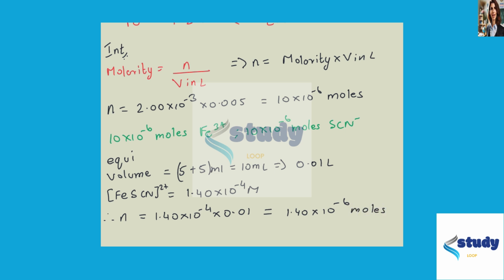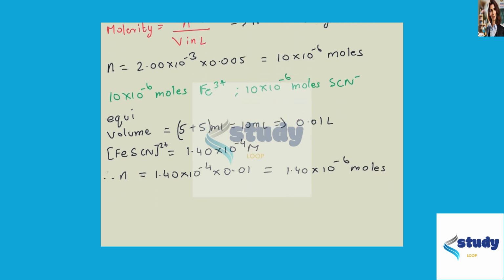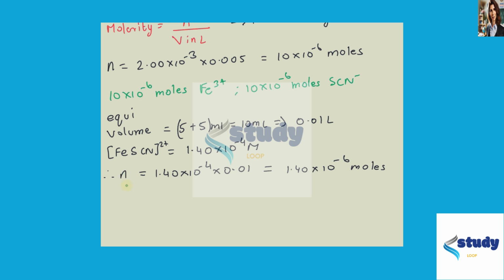Therefore at equilibrium, in 10 ml of solution, 1.40 × 10^-6 moles of FeSCN2+ exist.